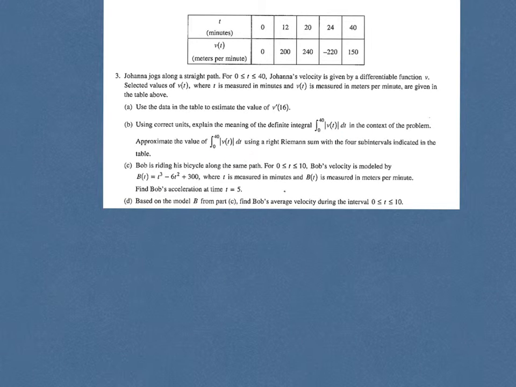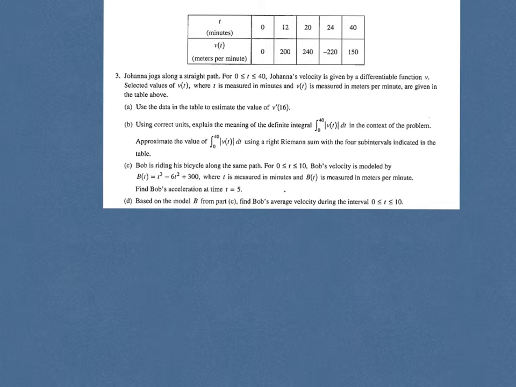Then they want you to approximate it using a right-hand sum with the four subintervals there. So make sure you're comfortable with approximate. You're using a right-hand sum. So you have one interval from 0 to 12, one from 12 to 20, one from 20 to 24, one from 24 to 40. And again, you're using a right-hand sum.